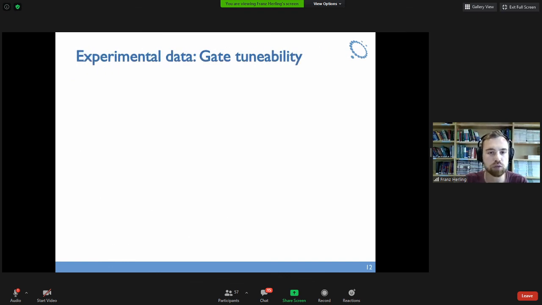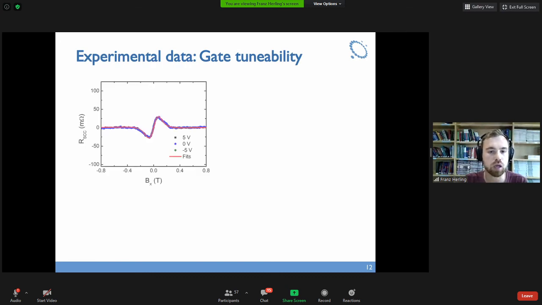And with that, I come to the third part that I wanted to show in our experiments, and this is the gate tunability. So what we did, we measured the signal at 0 volts. You can see the antisymmetric Hanle curve. And if we apply to the sample via a backgate 5 volts, where we reach the charge neutrality point of the graphene, you can see that we essentially can turn off the signal inside of the noise level of our measurement.